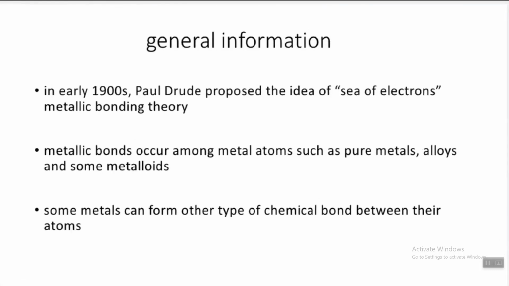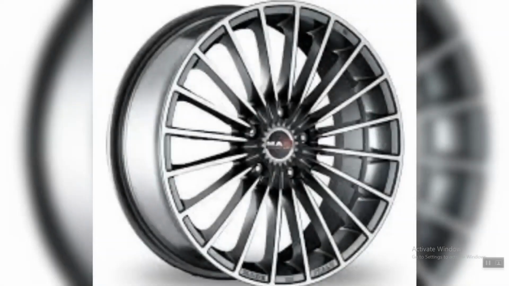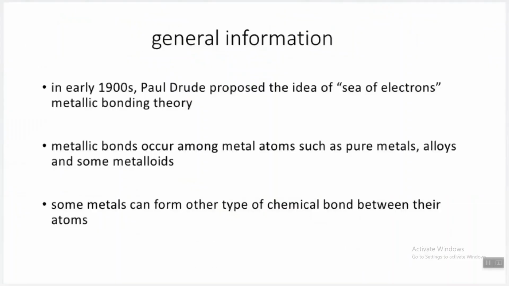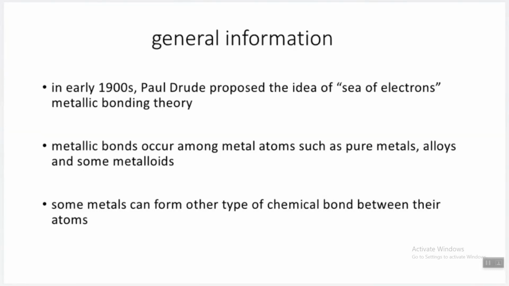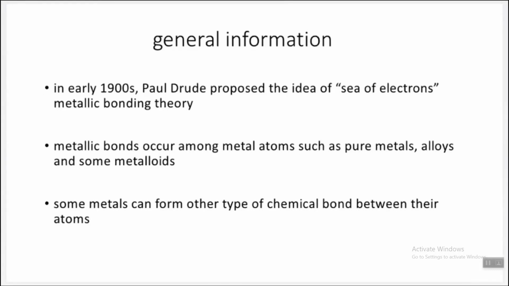Metallic bonds occur among metal atoms such as pure metals, alloys, and some metalloids, whereas ionic bonds join metals to nonmetals. Metallic bonding joins a bar of metal atoms. For example, aluminum foil and a copper wire both exhibit metallic bonding in action, and some metals can form another type of chemical bond between their atoms. For instance, the mercurous ion can form a metal-metal covalent bond.